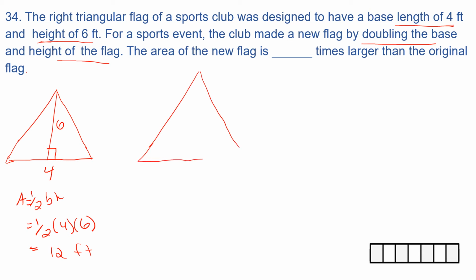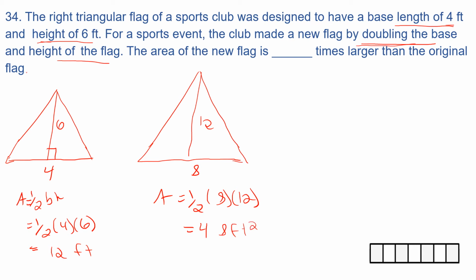The problem says for a sporting event, the club made a new flag by doubling the base and the height. So the base would now be 8 and the height is 12. So area equals 1/2 times 8 times 12. 8 times 12 is 96, and half of 96 is 48, or I just multiply straight across. So that is 48 feet squared.